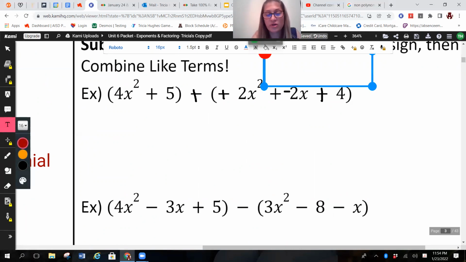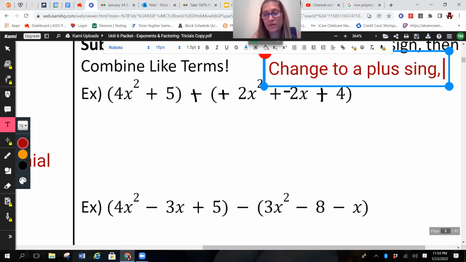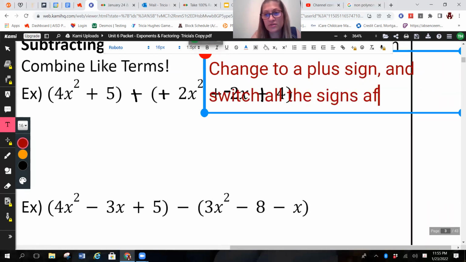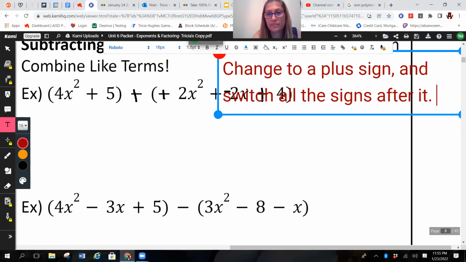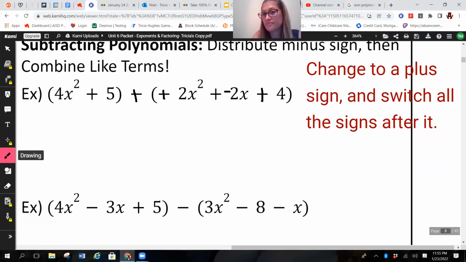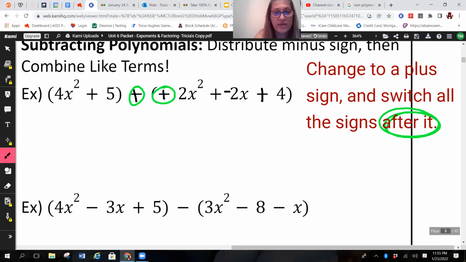So for subtraction, you're going to change to a plus sign and switch all the signs after it. Again, we're going to change the minus sign in the middle to a plus sign and change all of the signs after, not before, after it, like I did here. I changed that, I changed that, I changed that, and I changed that. That's everything checked off the list.